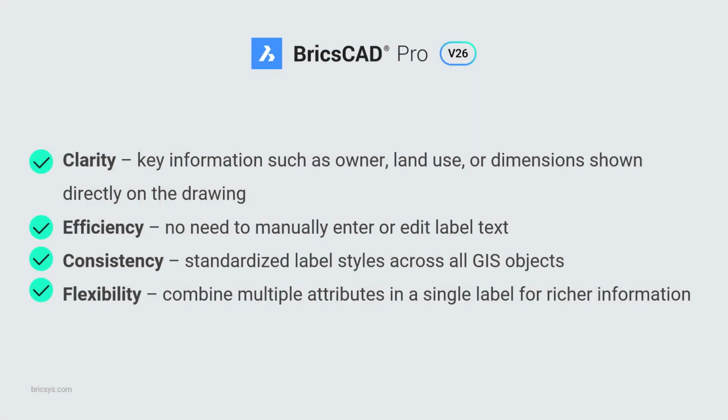Let's quickly recap what you've learned in this session. You can display key information like parcel owner, land use, or dimensions directly on your drawing. No more manual typing or editing labels. Everything comes straight from the GIS attribute. Your labels follow standardized styles across all GIS objects, keeping your maps clean and professional. And you can even combine multiple attributes into a single label, giving you richer and more informative outputs.